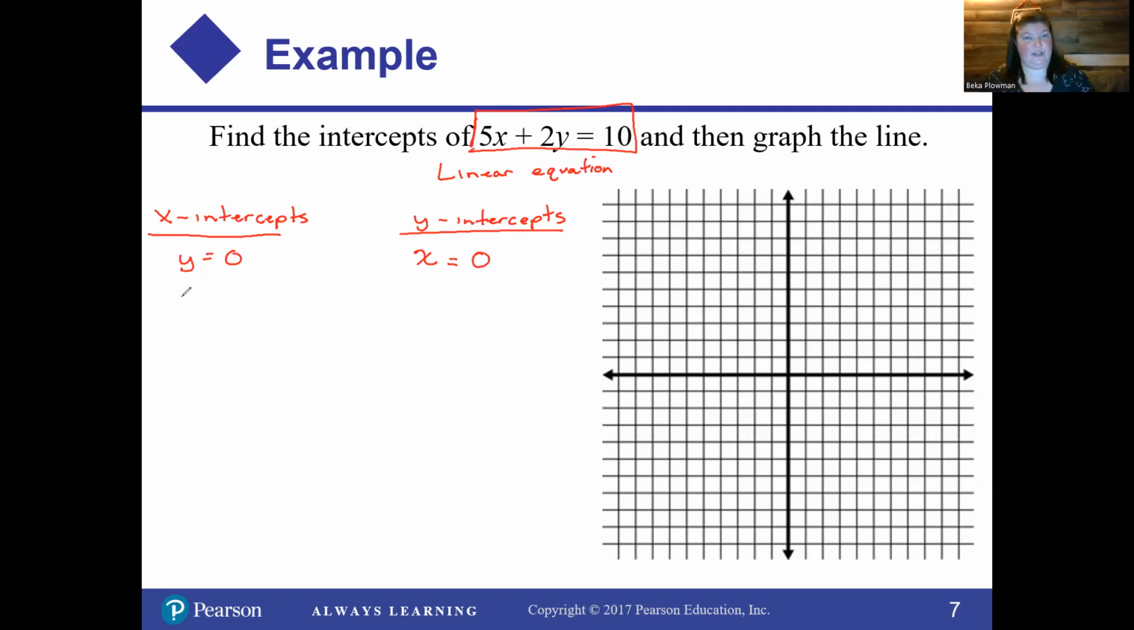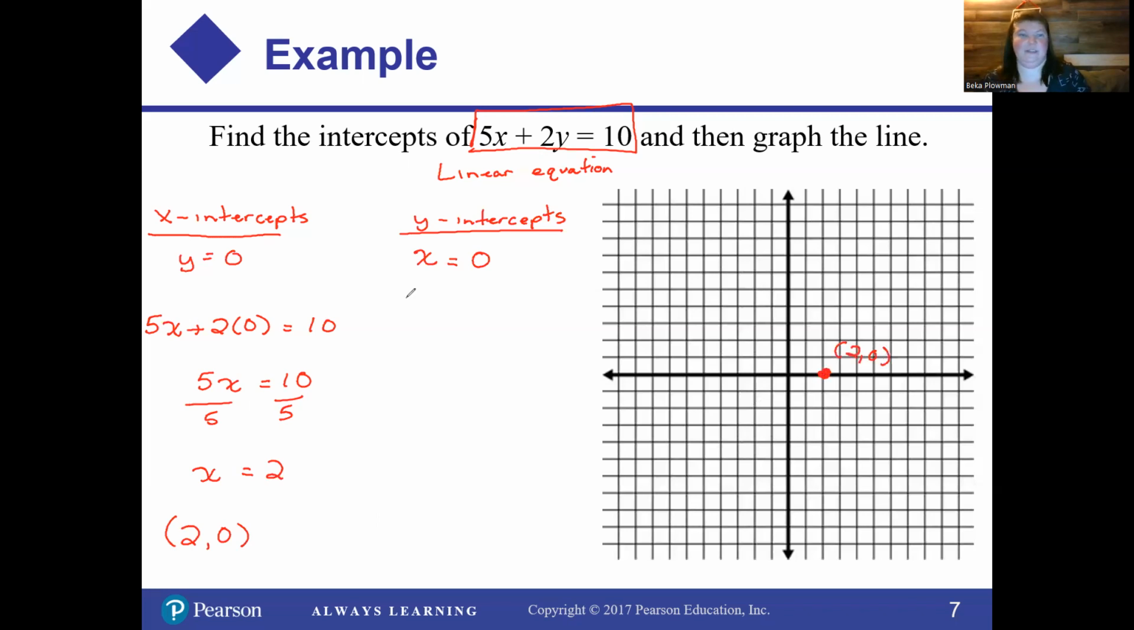So for my first one here, I'm just going to have y equal 0. So I'm going to keep 5x plus 2 times 0 equals 10. Well, that's going to give me 0 there, so it's just going to leave me with 5x equals 10. Divide both sides by 5, and we get that x is equal to 2. So our x-intercept is going to be an ordered pair where x is 2 and y is 0.